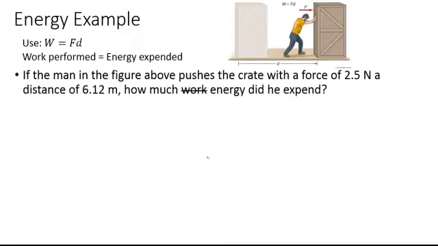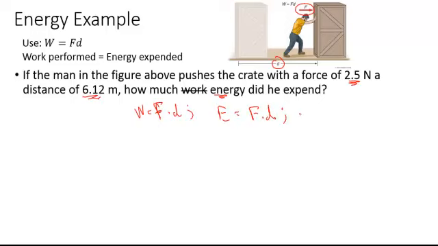Seems reasonable. Now this feels like a deja vu. This is the exact same slide we looked at earlier with this guy exerting a force over a distance d. The force is 2.5 newtons and the distance is 6.12 meters. We could ask how much work was expended. We could also ask how much energy was expended. So work is equal to force times distance, and the energy is also equal to force times distance.